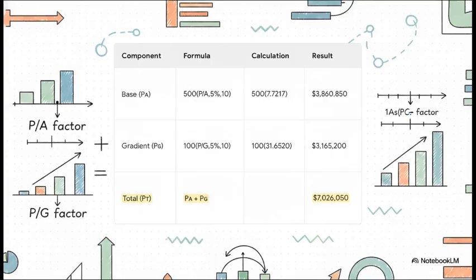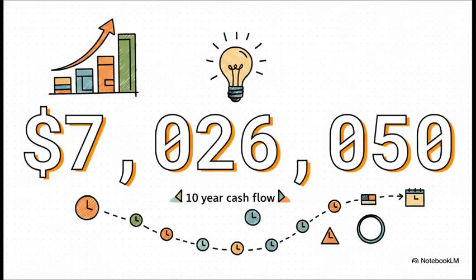Check out how perfectly our deconstruction method applies here. First, we tackle the base amount. We find its present worth, P sub A, using the good old P/A factor. Then we do the same for the gradient part, P sub G, but this time we use the P/G factor. We run the numbers for each, and then, you guessed it, we just add them up. And boom, there's our number.